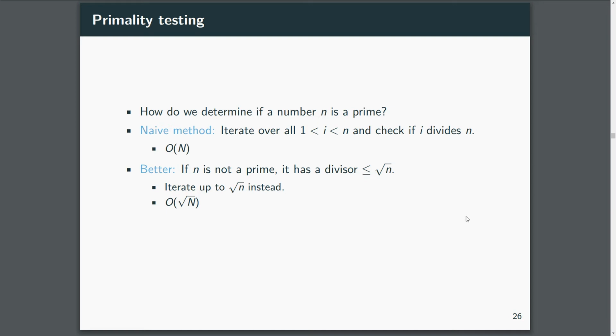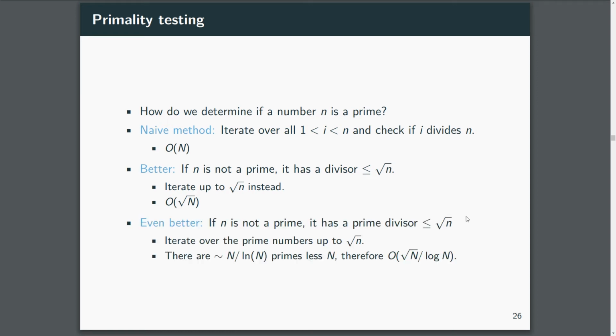So what we do is we iterate up to the square root of n instead, and then our time complexity changes to O of square root of n. Now, if n is not a prime, it has a prime divisor less than or equal to the square root of n. So what we can do is iterate over the prime numbers up to the square root of n. Now there are approximately n divided by the natural logarithm of n primes less than n. So our time complexity improves a little bit.